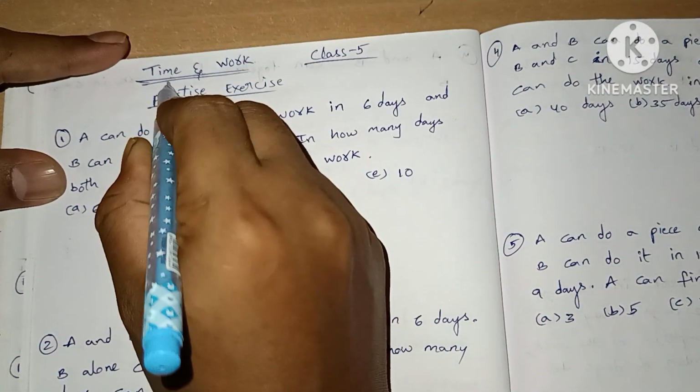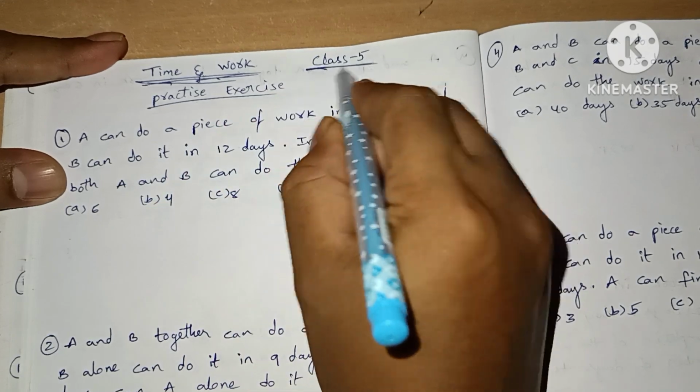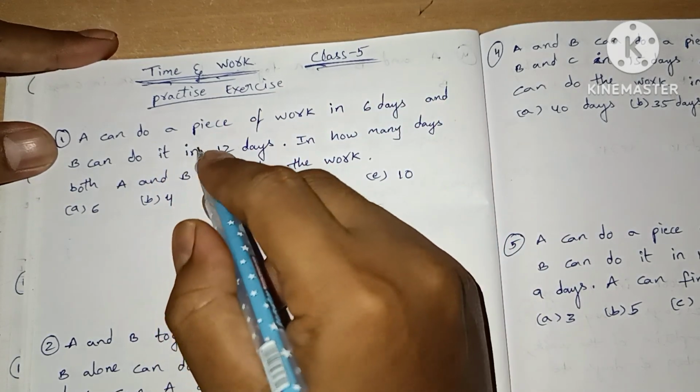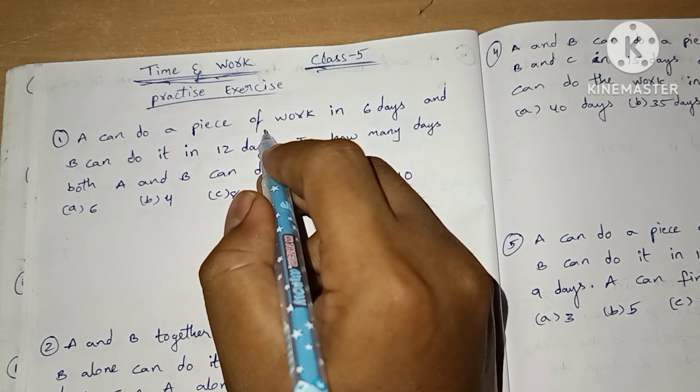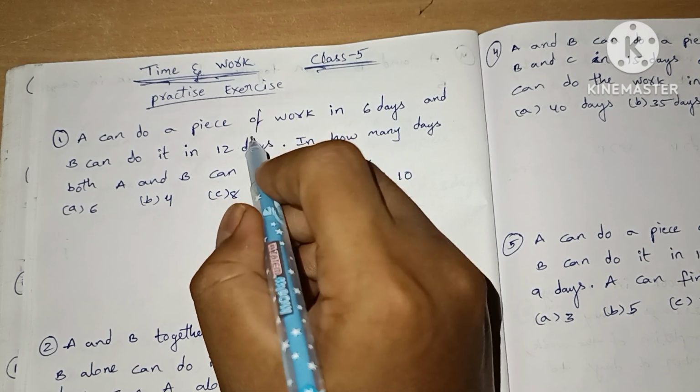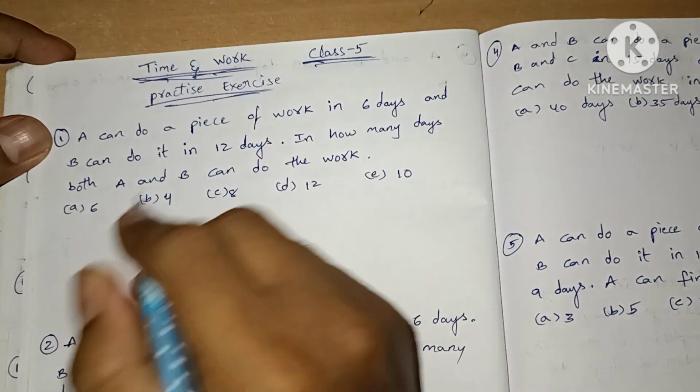In this video, we are going to see the time and work class 5. We have completed 4 classes which contain questions from basic level to advanced. Now we are going to practice some questions.